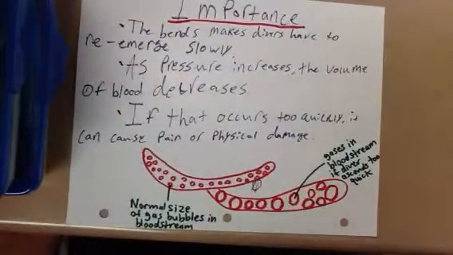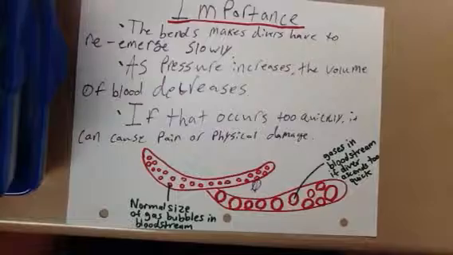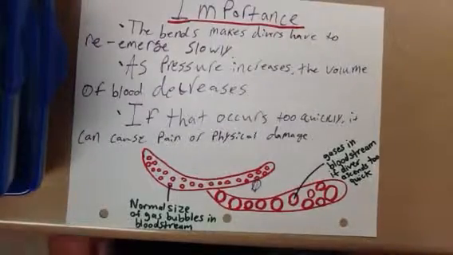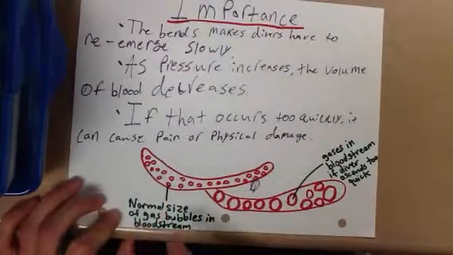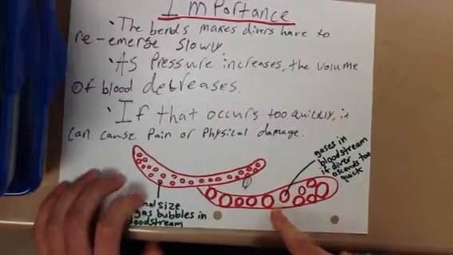Importance. Bends makes divers have to resurface slowly, because as pressure decreases, the volume of the gases in the blood increases. If that occurs too quickly, it can cause pain and physical damage. This is the normal size of gas bubbles in the bloodstream, and this is the largest size of gas bubbles in the bloodstream after bends occurs if a diver ascends too quickly.